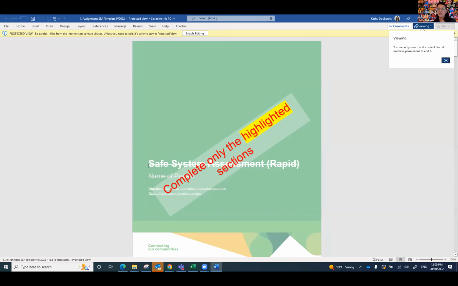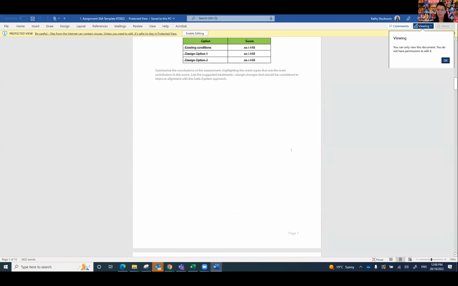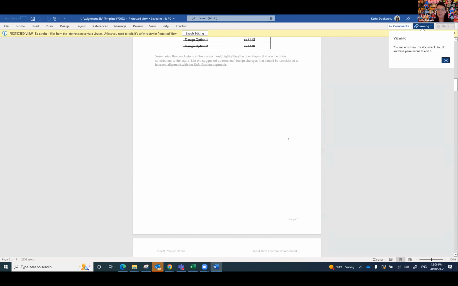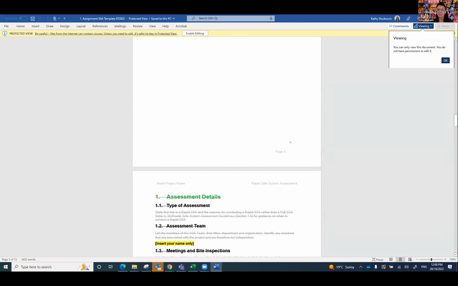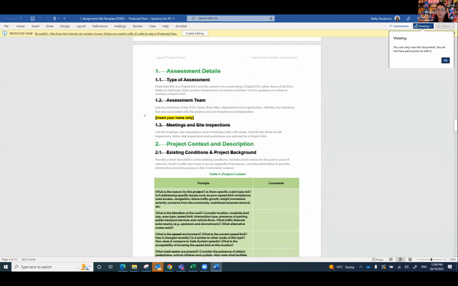As Ken mentioned, you just do the highlighted sections. This is the Victorian one. We don't ask you to do an executive summary. Anything that's crossed out, you can politely ignore. So you pop in your name here on your report, who was in the assessment team. If you have a friend or colleague that has the same site as you, which you may do, you may complete the task together as a team and then pop both names in here, and each of you submit your assignments.